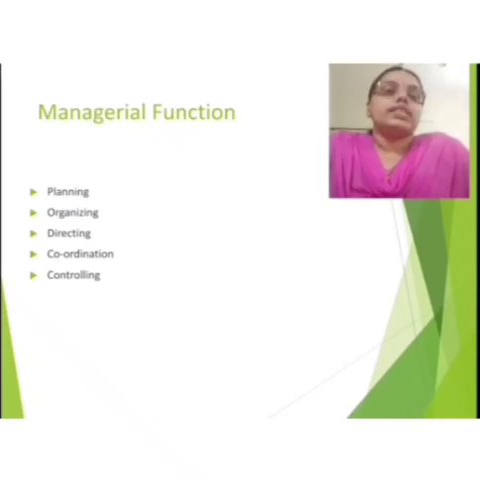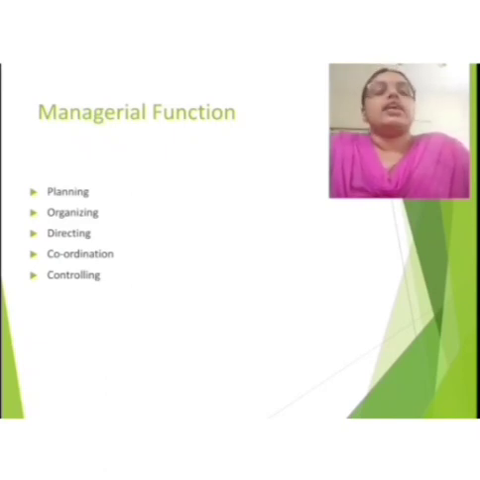After organizing, the next function is directing. It is the function that is connected with instructing, guiding and inspiring people in the organization in order to achieve the objectives. It includes supervision, leadership, communication and motivation. So directing is an instructing or guiding function.